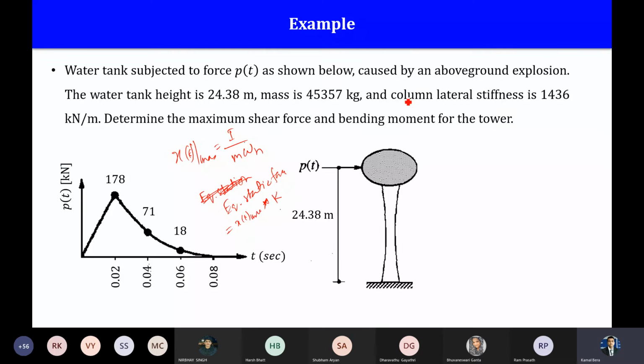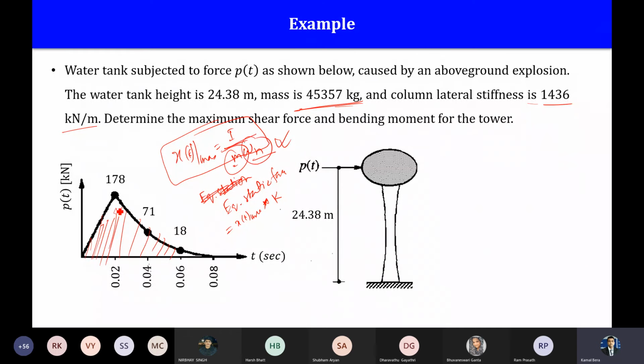Stiffness K is given here. This is the K. XT max equals this, that I've just talked about: I by m omega n. I is the impulse, that's the area under this. M is given, yes. Omega n is not given, but you can find it. Omega n is equal to square root of K by M. K is given, M is given, so you can find omega n.